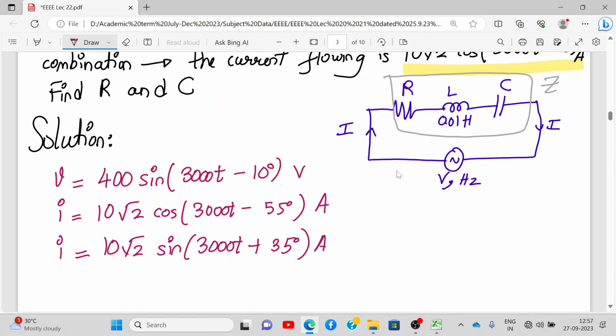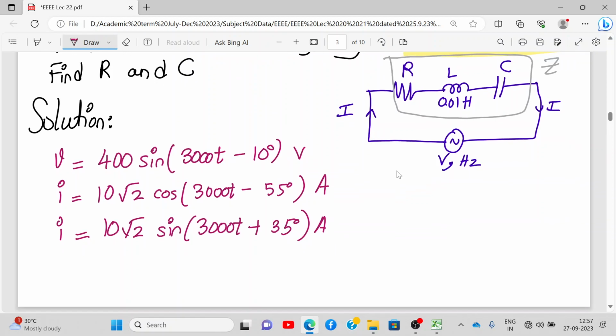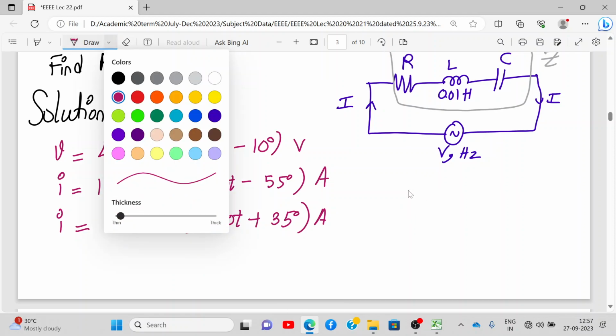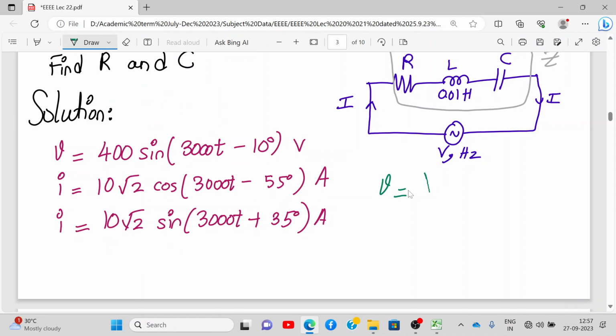So have we solved this type of numerical? From standard form, you need to convert into polar form. What is polar form for V? Polar form is V angle phi. What is this V? V RMS. For I, polar form is I angle phi. What is this I? I RMS.